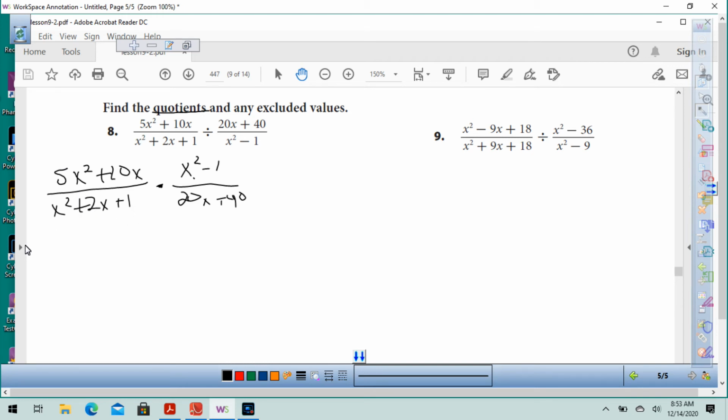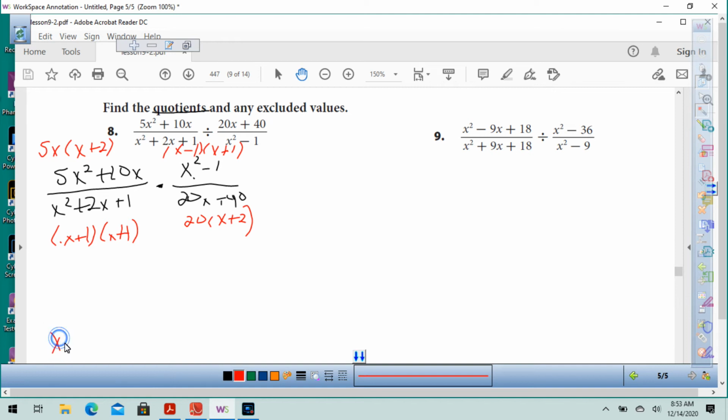Well, let's factor this. We got x plus 1 times x plus 1. All right. And over here we've got, well, take 20, and that's x plus 2. All right. Up here we can take a 5x out, and we have x plus 2. And over here we've got x minus 1 times x plus 1. That's the difference of perfect squares.